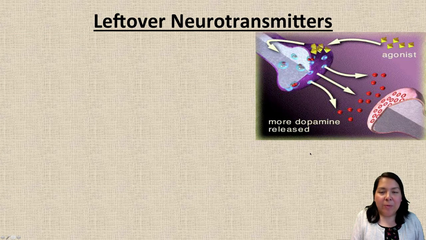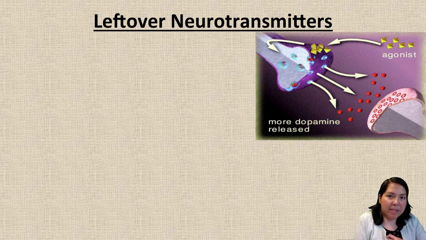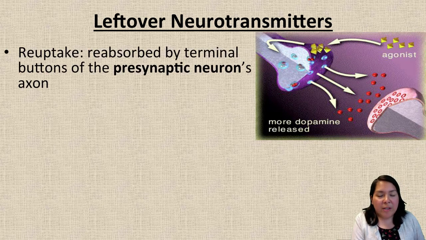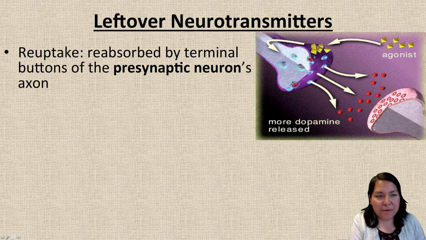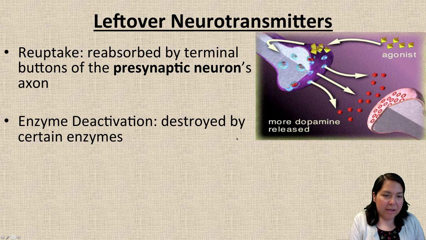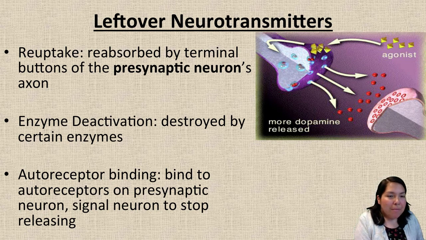To begin with, when we talked about the neurotransmitters being released into the synapse and being picked up by the second neuron's dendrites and receptor sites, what we still have a question of is what happens to those neurotransmitters that aren't being picked up. When we're talking about the leftover neurotransmitters, there are three actions that may be taken to make sure that there are no leftover neurotransmitters within the synapse.